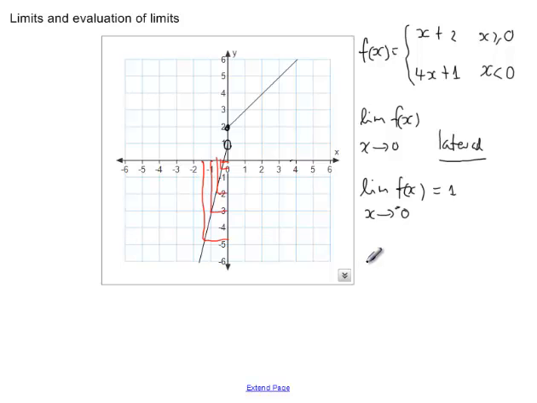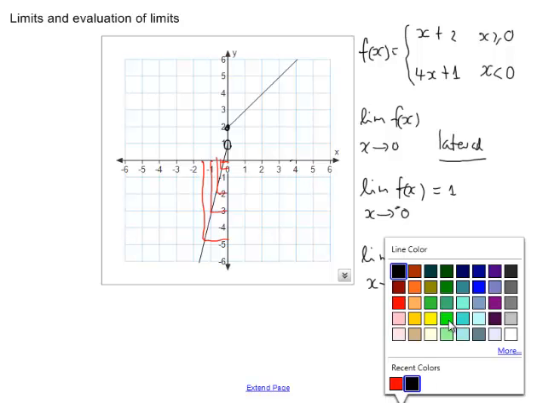So the other lateral limit will be the limit of f of x as x is approaching 0 from the right. As you can see also, where I write plus on the right hand side of 0, I write minus on the left hand side. It's just to communicate what we're doing, isn't it? It's from the left or from the right. So let's do that again with the graph illustratively.